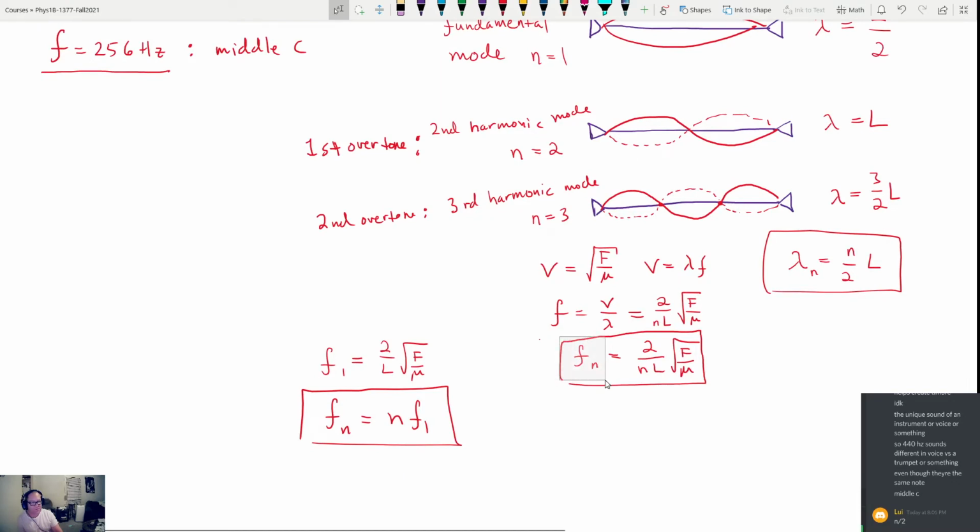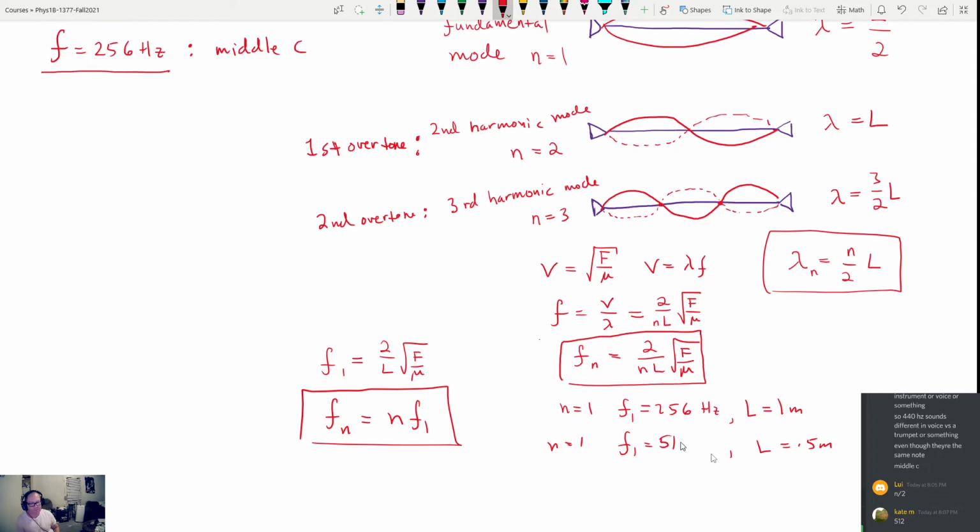What happens to the frequency if you shorten the length of the string? Let's say that I tell you I have a frequency, let's say n equal to 1, and I give you that the frequency f1 is 256 hertz, right? And that's for a standard length. I'll pick a length just so that we can use a number, okay? Let's say the length is 1 meter in this case. What happens to the frequency if we still talk about n equal to 1, and I say that L goes to 0.5 meters? What does the frequency become now? We cut the string in half. What happens to the frequency? You get 512 hertz.